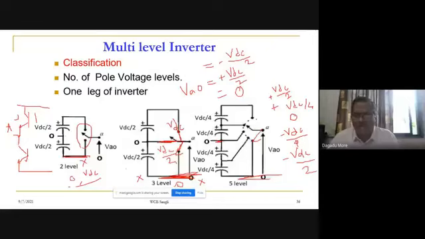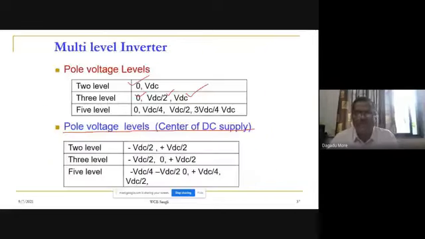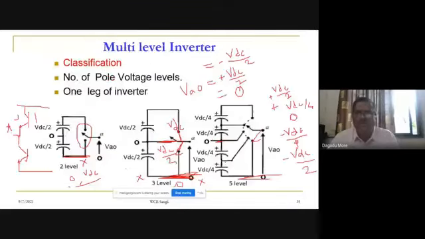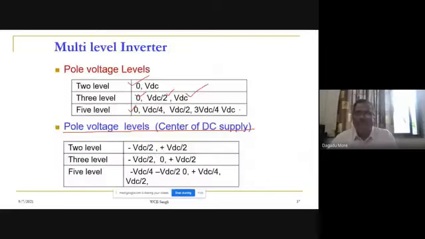So you can have plus VDC, then plus VDC by 4. If you go to this side, plus VDC by 4, then VDC by 2, then 3/4 VDC, and the VDC. So this is what we get for the 5 levels. Anyway you can call it either way, but we'll prefer the second method, pole voltages with the center of the DC supply.